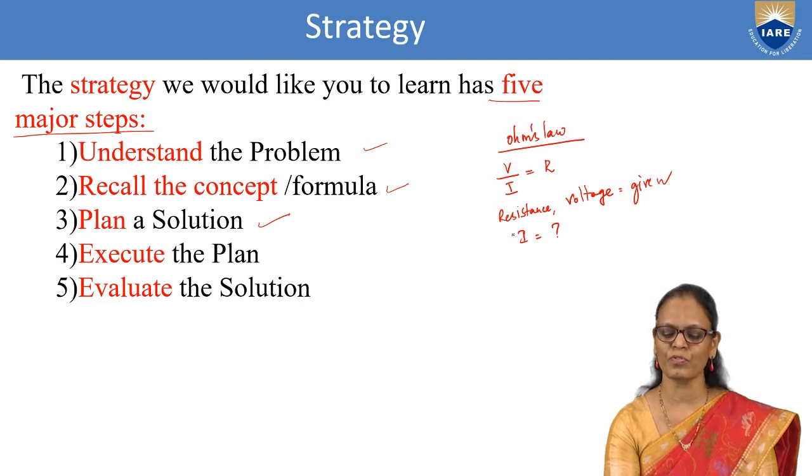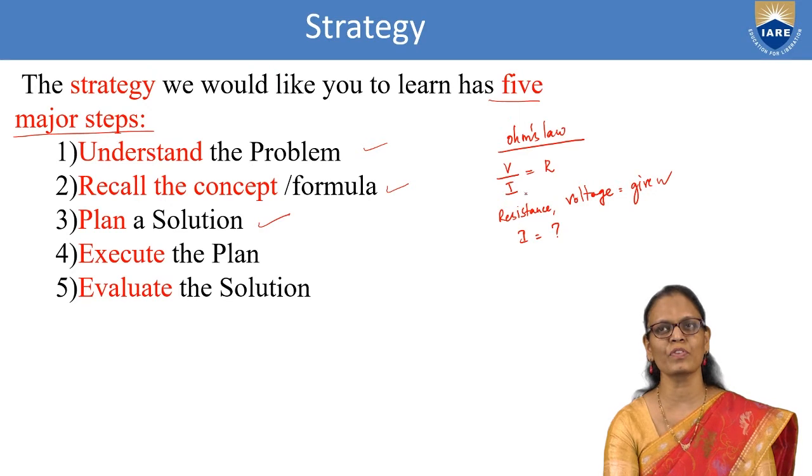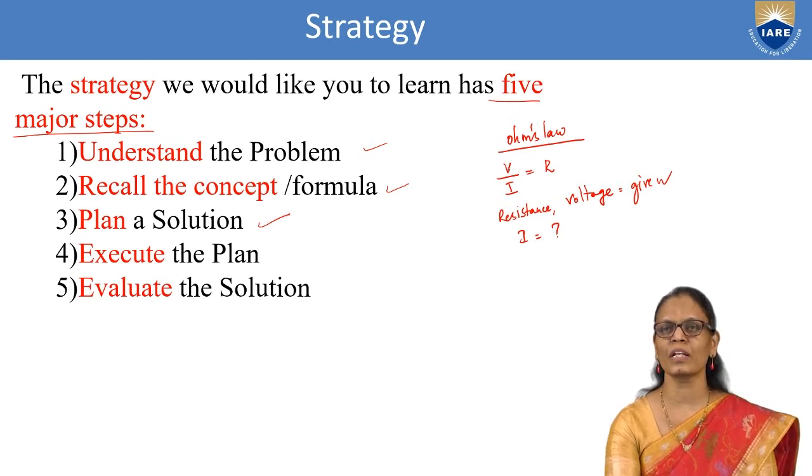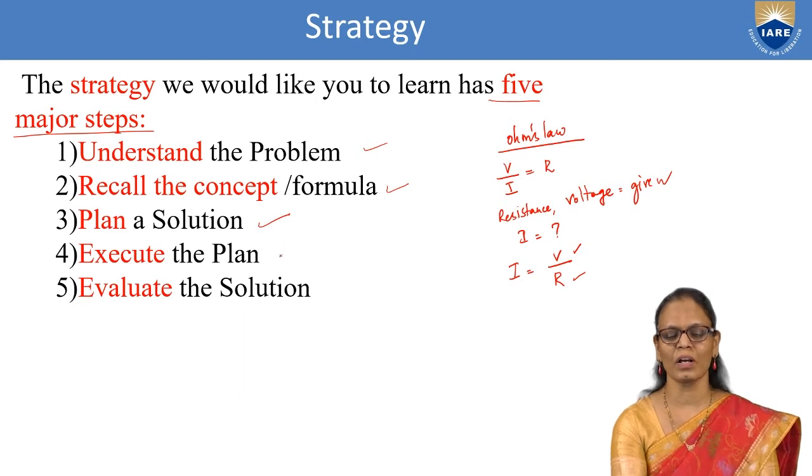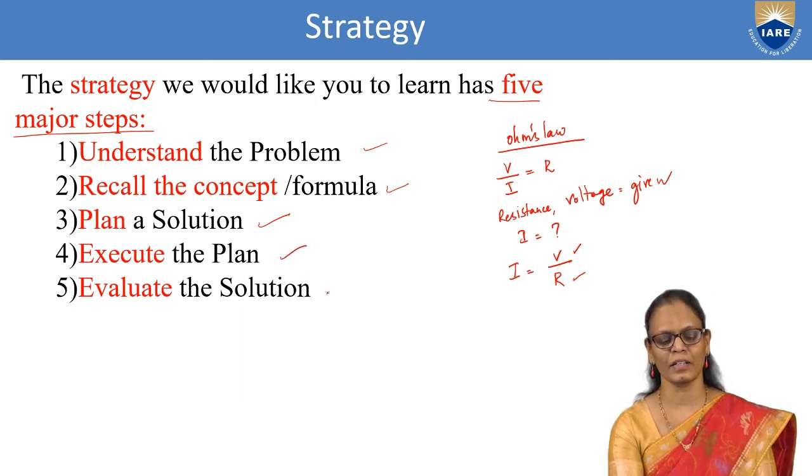If you have to find I, you will simply rearrange the terms. That is how you will plan the solution. I know V, I know R, I have to find I. So what will be the formula for I now? I will be equal to V upon R. So simply substitute the value of V and R. That is what we call execute the plan and then evaluate the solution. So you will get the solution.